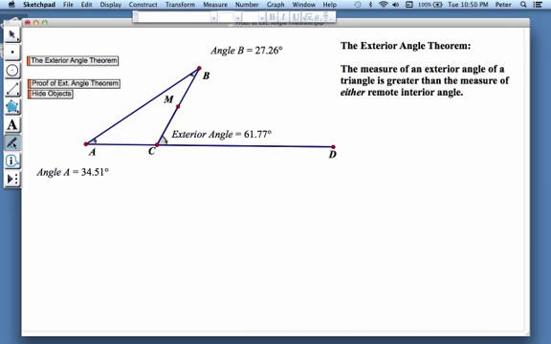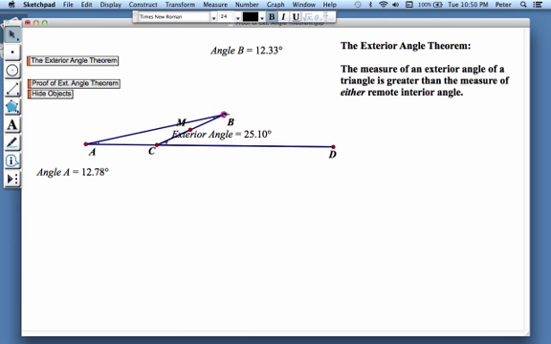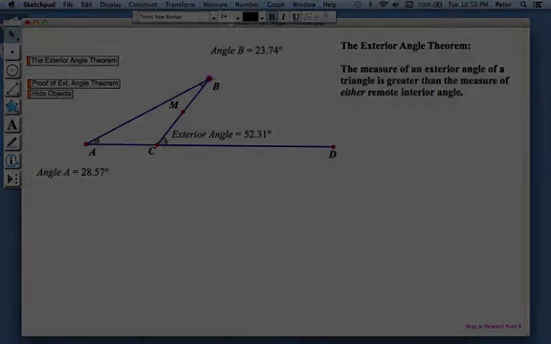If I had chosen a different vertex to extend, then I'd have different remote interior angles. So you'll notice that no matter what I do to this triangle, this exterior angle will always be greater than angle B or angle A. No matter how I manage to manipulate it, the exterior angle is always the largest. Okay, so the theorem seems to be true, but maybe it's worth going through the proof.